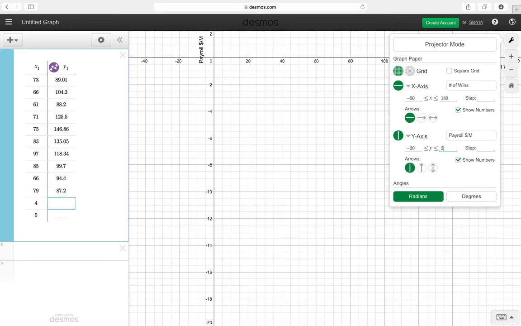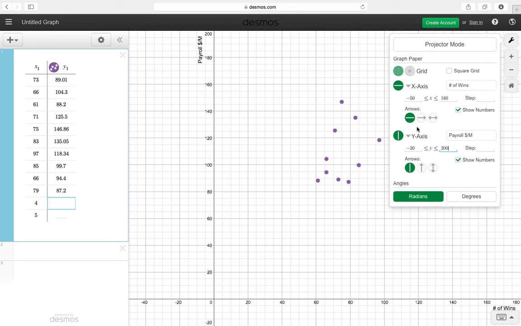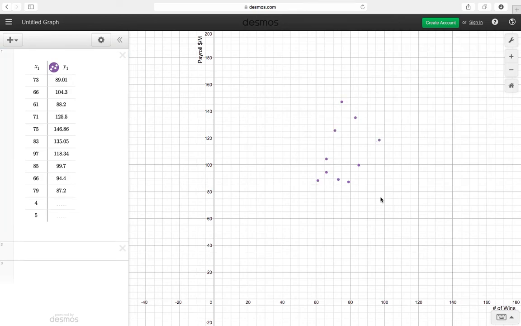Let's go a little bit bigger than that. We can just pick some nice numbers here like 200. That looks fine. So once you've got this in here, if you just click anywhere back here on your graph, this will disappear like so. And now we've got this.